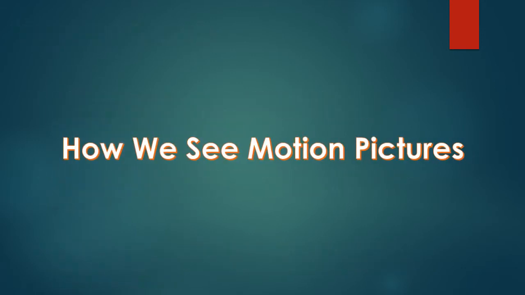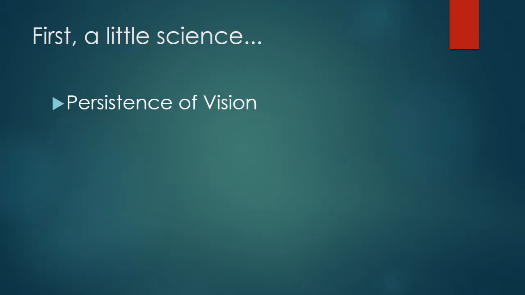How do we physically see motion pictures? Let's examine that. First, this does turn into a bit of a science lesson, so I hope you're ready. There are two things that happen in our eyes and in our brains that allow us to see motion pictures.